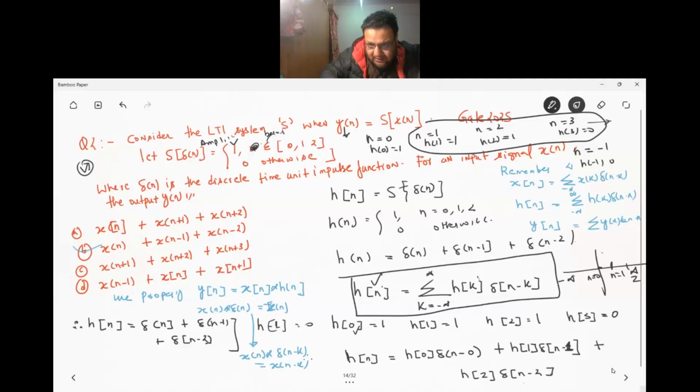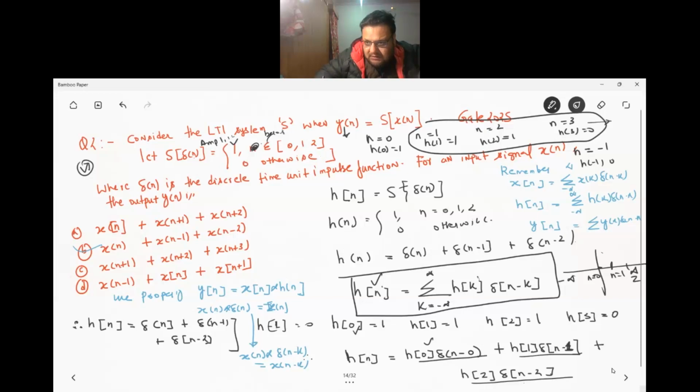So you are putting h of 0 value 1, h of 0 lambda of n minus 0, h of 1 lambda of n minus 1, h of 2 lambda of n minus 2, right? So that is h of 0 lambda of n minus 0, h of 1 lambda of n minus 1, h of 2 lambda of n minus 2. So this is where you are getting this, okay? So now output is asked.